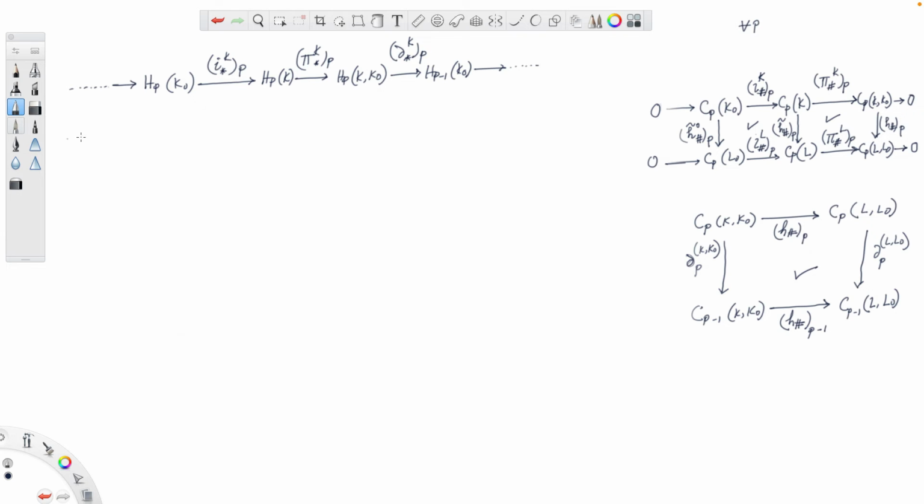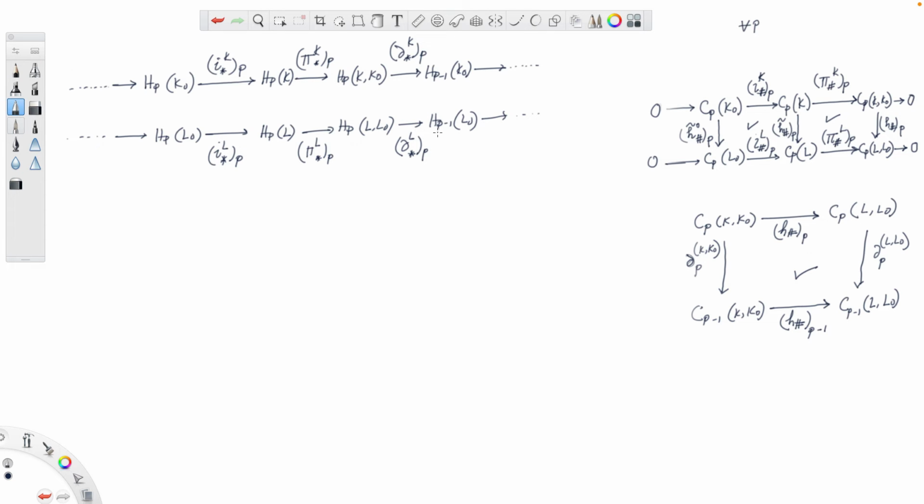There is another here at the bottom, which is HP L0 to HP L to HP L comma L0 to HP minus 1 L0 and goes on to the right like this. This is I star L at P. This is pi L star at P. This is del star L at P.